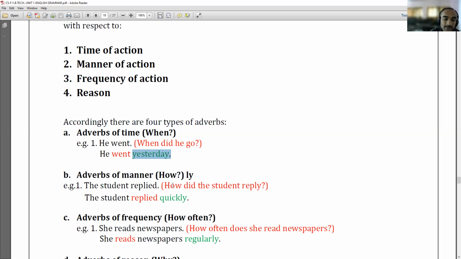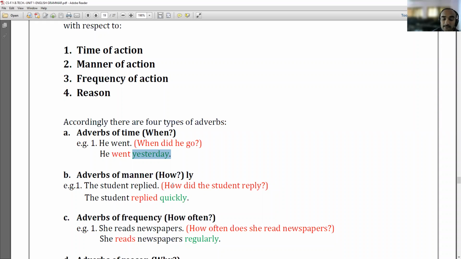For example, let's discuss it with example. The first example is the student replied. विद्यार्थ्यानं प्रतिसाद दिला. So there is no adverb in this sentence. या वाक्यामध्ये adverb आहे का? नाही. Okay.